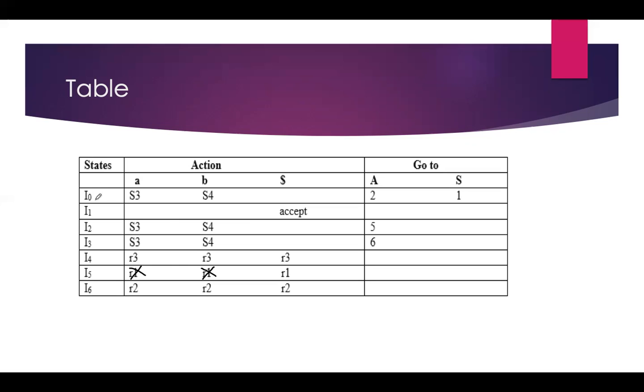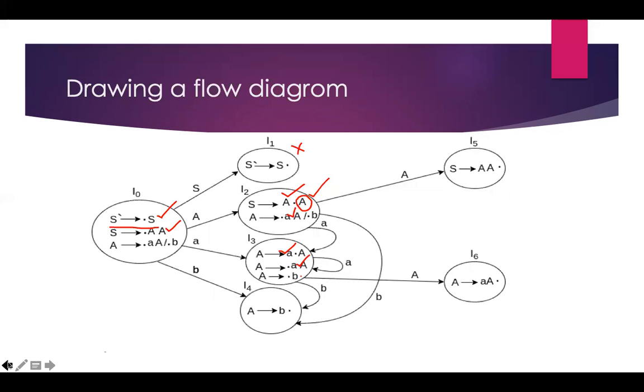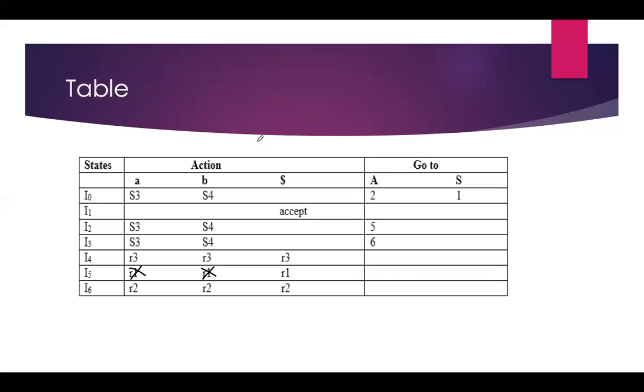We will start with I naught. So I'm moving to the flow diagram. From I naught, using the capital S after the dot, here I have taken the S, and the state we moved to is the I1 state. So from I naught on capital S, it is moving to the first state. So in the table, we need to mention I naught, and on S we are moving to state 1. Here we just need to write the number only, no need to write I1.